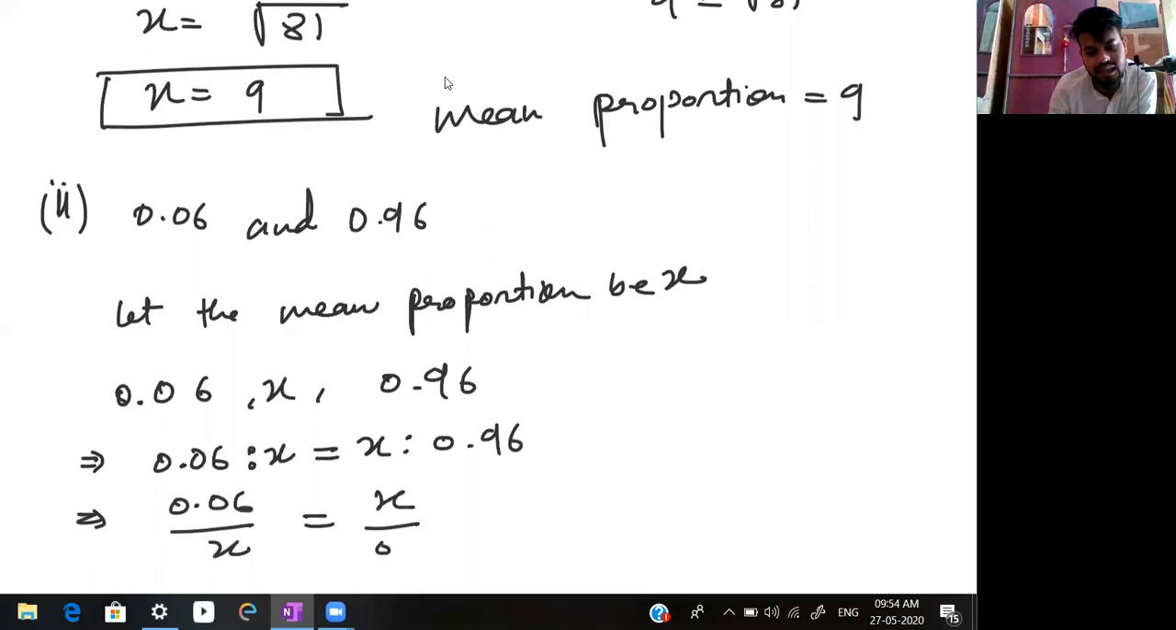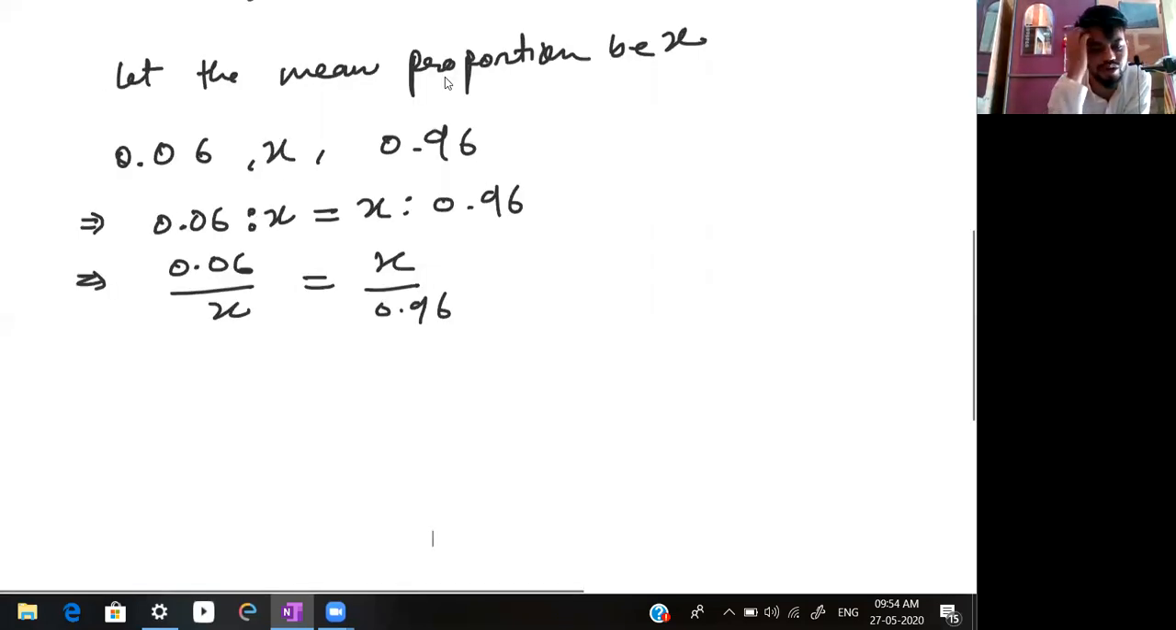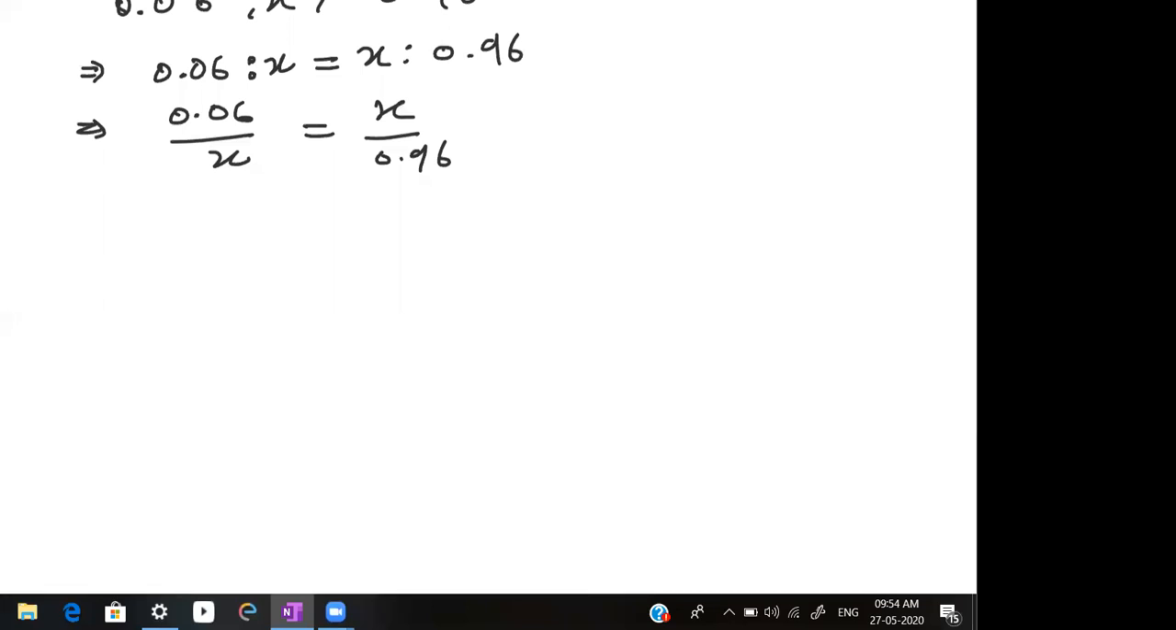Clear? Now you will do the question, solve the question, do the cross multiply and tell me the answer, beta. Solve the question and tell me the answer. So x into x is equal to 0.06 into 0.96.